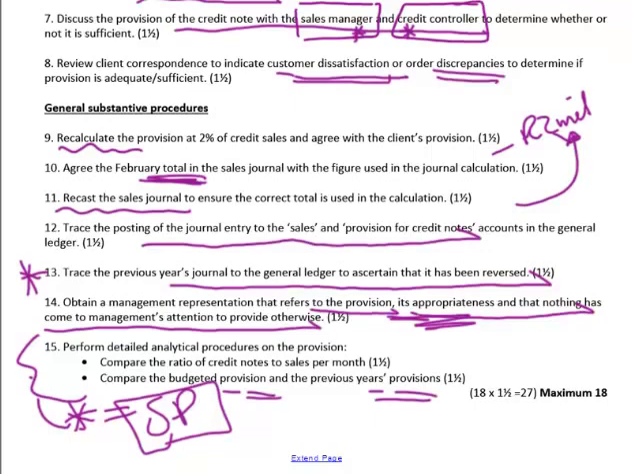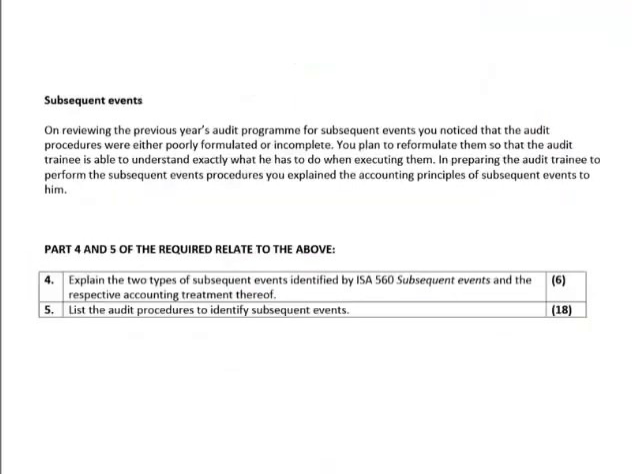Okay, let's move on to question 4. Scroll down. It's a subsequent events question. It says for number 4, explain the 2 types of subsequent events identified by ISA 560, subsequent events, and the respective accounting treatment thereof. This is very much a theory question. So what do we remember about subsequent events? There are obviously 2 types that we can get. We need to state what they are and just explain them.